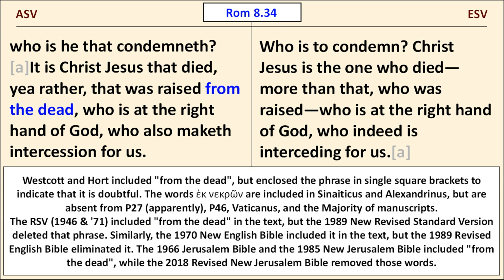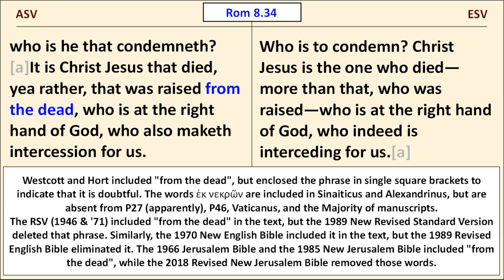Westcott and Hort included "from the dead," but enclosed the phrase in single square brackets to indicate that it is doubtful. The words "ek nekron" are included in codices Sinaiticus and Alexandrinus, but are absent from P27 apparently, P46, which are both papyri, Codex Vaticanus, and the majority of manuscripts. Deleting "from the dead" seems to be a trend in modern English translations.